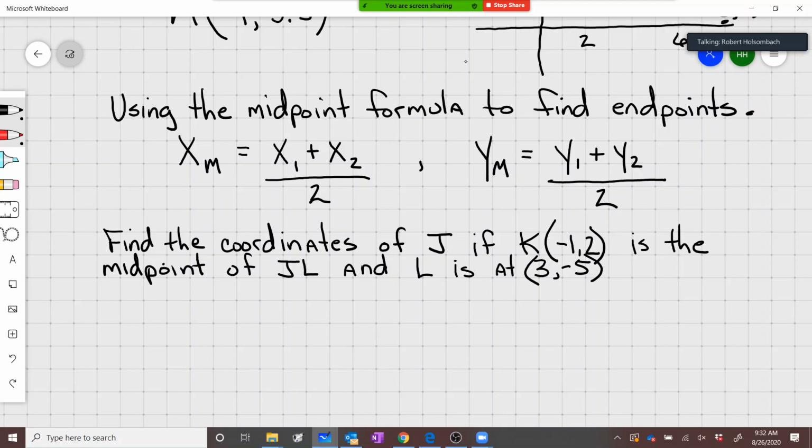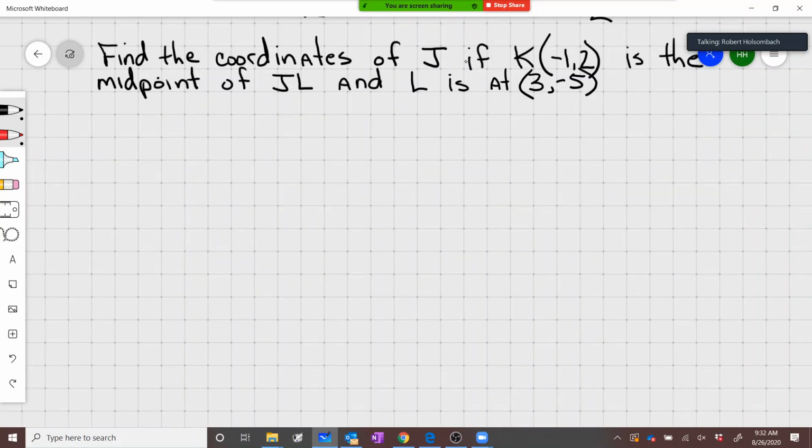Boy, I tell you what, this computer... Let's draw... Maybe it'll help if we draw a picture of this first and then we do it. Or... Let's do the math version. Let's do the math version first.